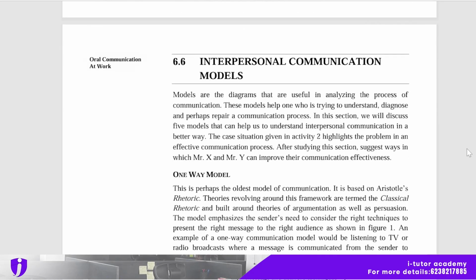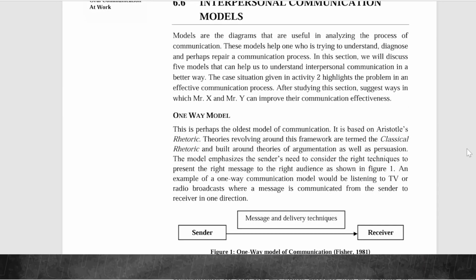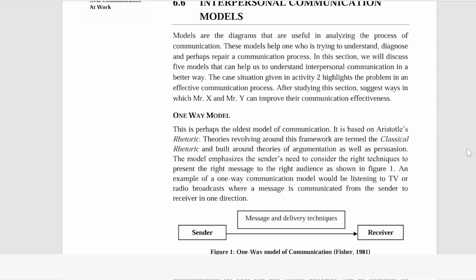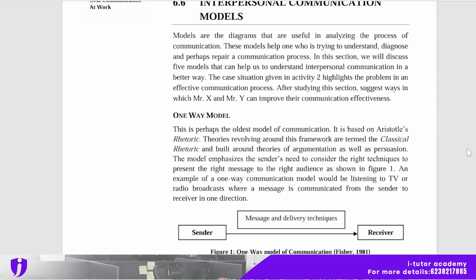Models are diagrams that are useful in analyzing the process of communication. These models help one who is trying to understand, diagnose and perhaps repair a communication process. In this section we will discuss 5 models that can help us understand interpersonal communication in a better way. The case situation given in activity 2 highlights the problem in an effective communication process.